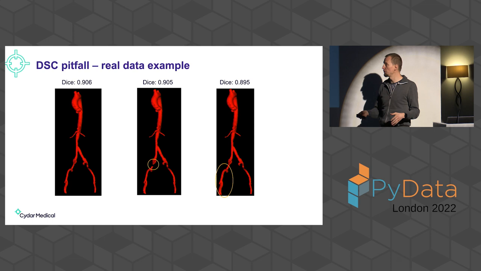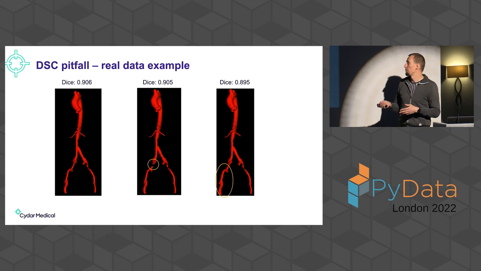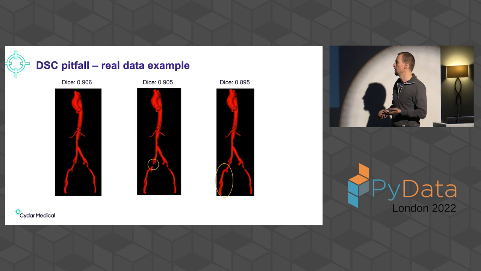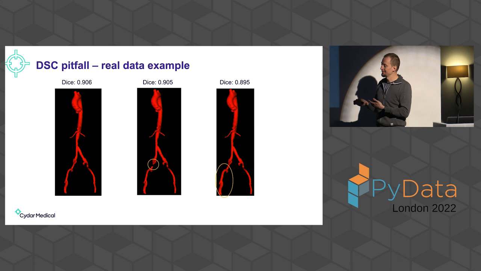The first one has a gap down there, but it doesn't actually affect the Dice score a lot, because it's kind of volumetric. Albeit its clinical consequences, if someone would try to understand this segmentation, would be really large, because it suggests some blockage of the blood flow or something.